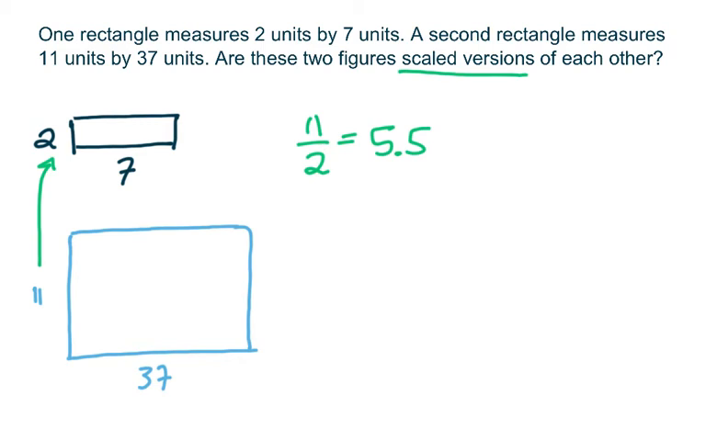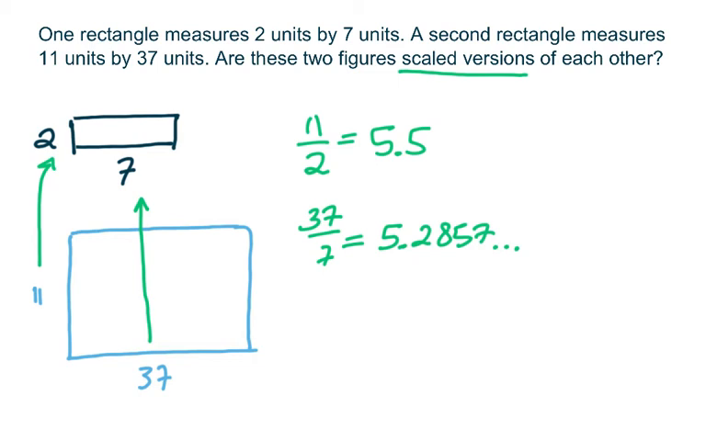If these are proportional, and if that's the constant of proportionality, then when I divide, notice I'm still dividing larger by smaller, so I'll do 37 divided by 7. If these are proportional, I should get the same value. Unfortunately, I do not. So I get 5.2857, and it actually is a repeating decimal, but we're not going to worry about that for right now.